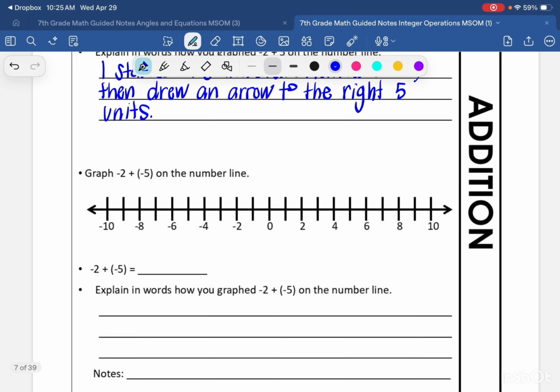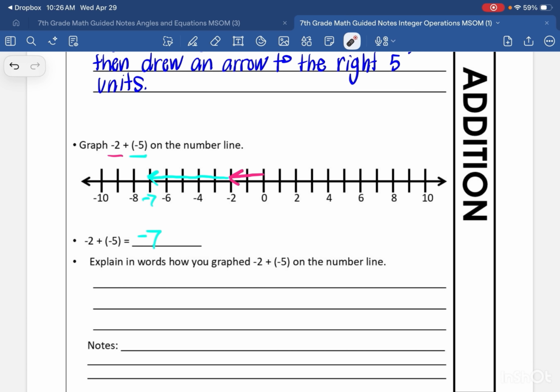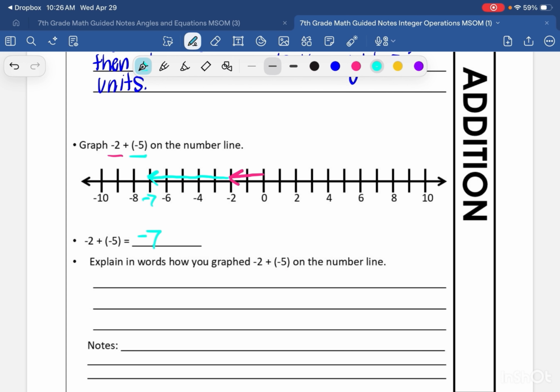Graph -2 plus -5 on the number line. I'm going to start at 0, go to -2, and then I'm adding another -5. So from -2, I'm going to keep going left, 1, 2, 3, 4, 5. And that stops me at -7. Explain in words how you graph -2 plus -5 on the number line. Well, I started at 0, went to the left 2, and went to the left 5 more for -5.